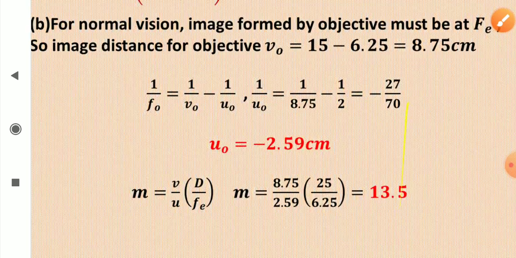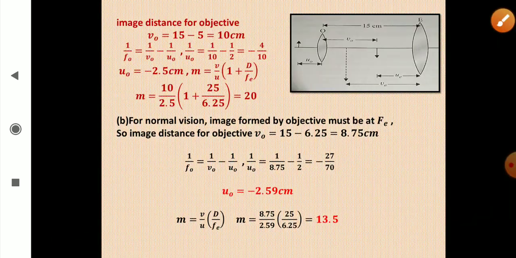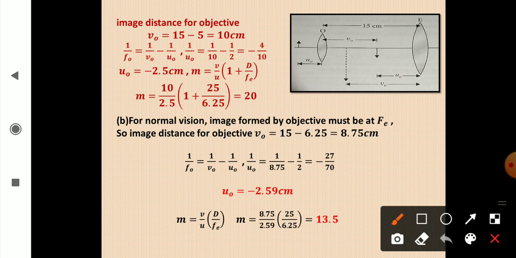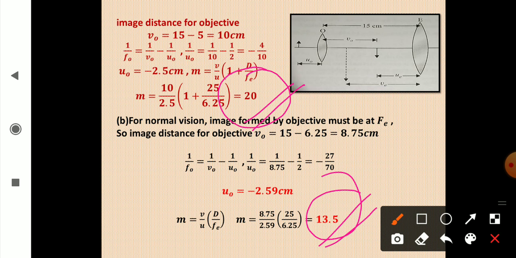And one more important thing to note here is, you see, here in least distance of distinct vision, the magnification is 20, and in normal vision, magnification is 13.5. So in the least distance of distinct vision adjustment the magnifying power is more, and in normal vision the magnifying power is less.